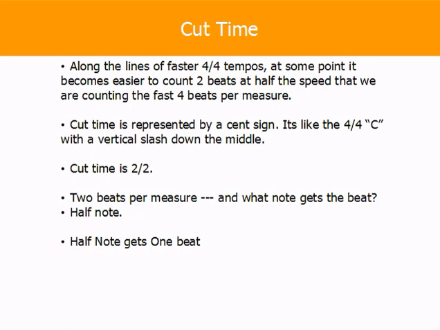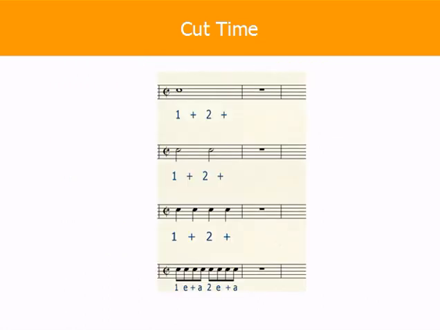Cut time is represented by what you might call a cent sign. It's like the 4/4 with a vertical slash down the middle. Cut time is actually 2/2 time. That's 2 beats per measure. And tell me, what note gets the beat? What note gets 1 beat? Right you are. The half note. That's what that 2 means. Half note gets 1 beat.